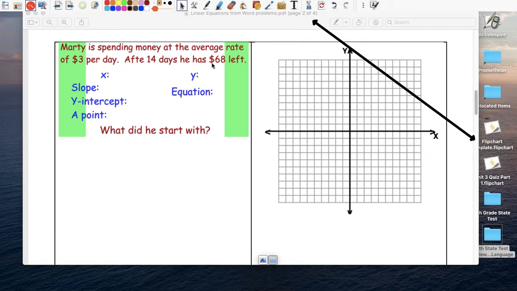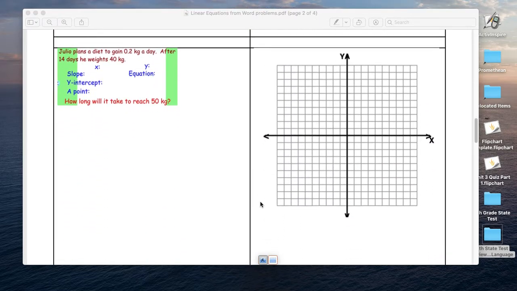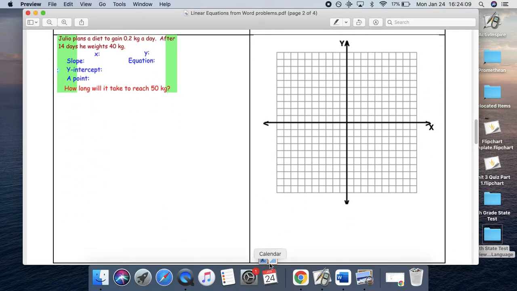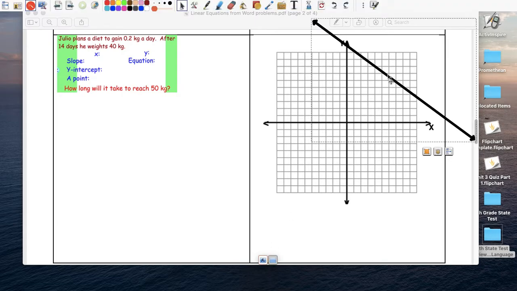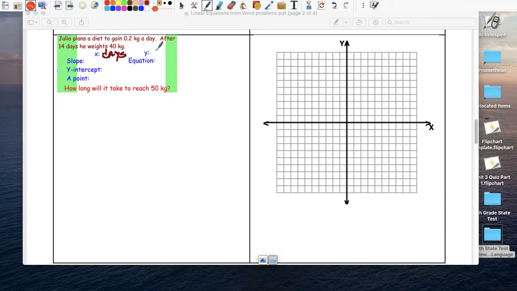Then we're going to Julio. So Julio plans a diet to gain 0.2 kilograms a day, or 200 grams a day. After 14 days, he weighs 40 kilos. All right, so we're talking about his weight. His total weight and days: X will be the days, right? And the total weight is your Y.